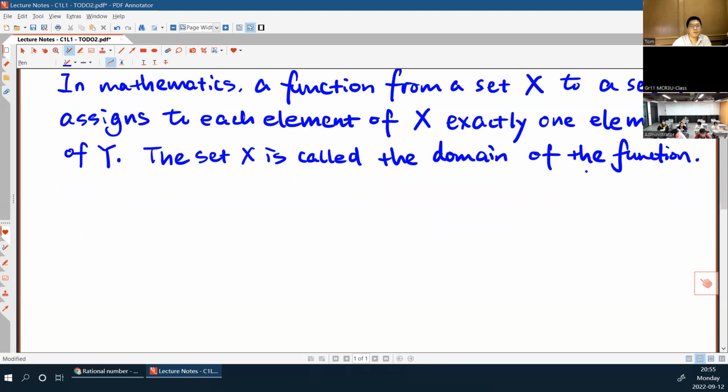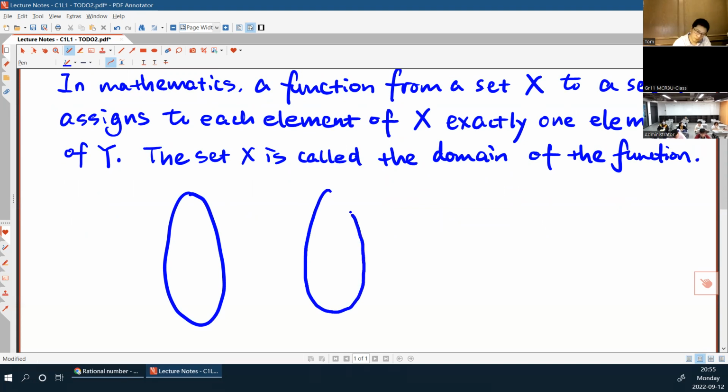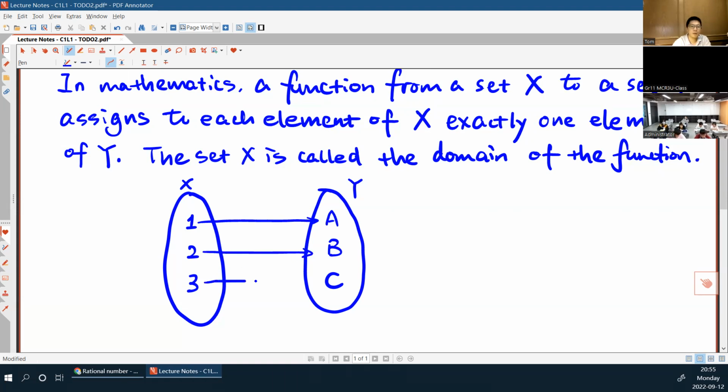Okay, so if we illustrate this concept using diagrams, usually we can draw two sets. For example, this set is called x. The second set is called y. And there are three elements in x, and for example, also three elements in set y. So A corresponds to 1, 2 corresponds to B, and 3 is mapped to C. This kind of relationship is called a function, right?